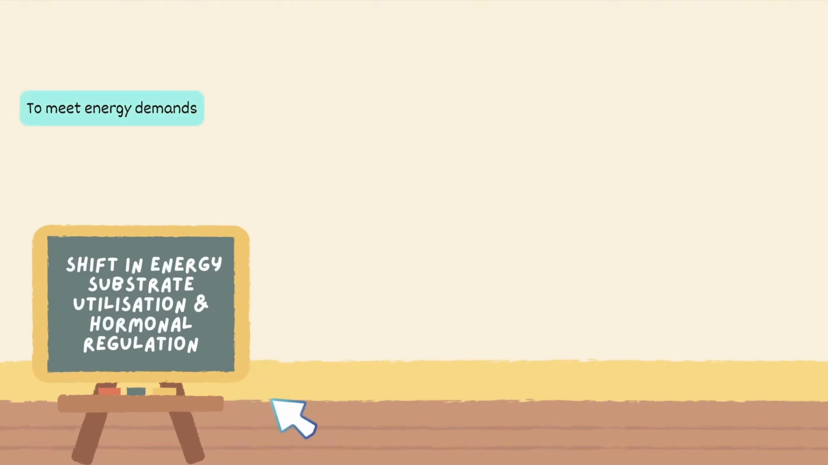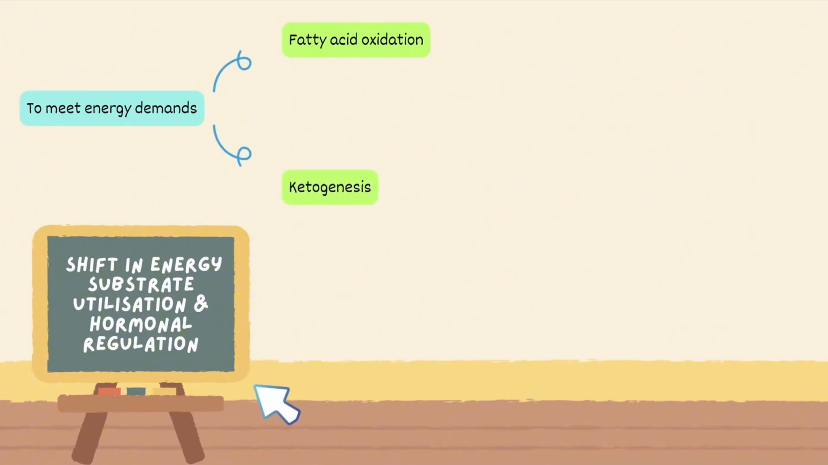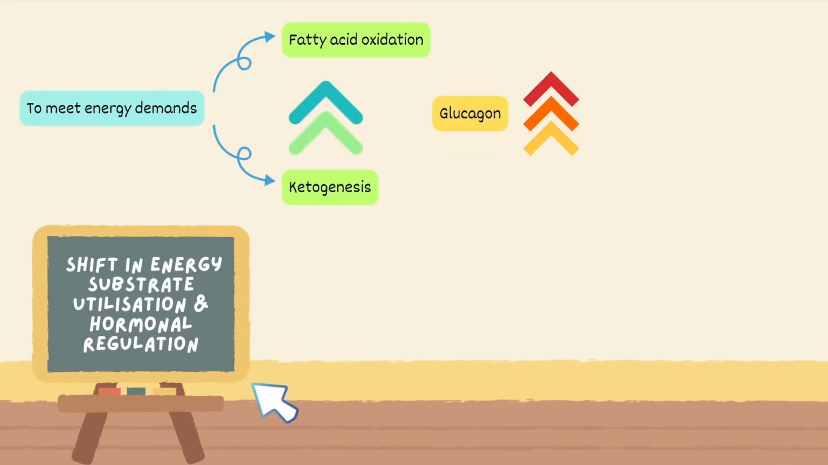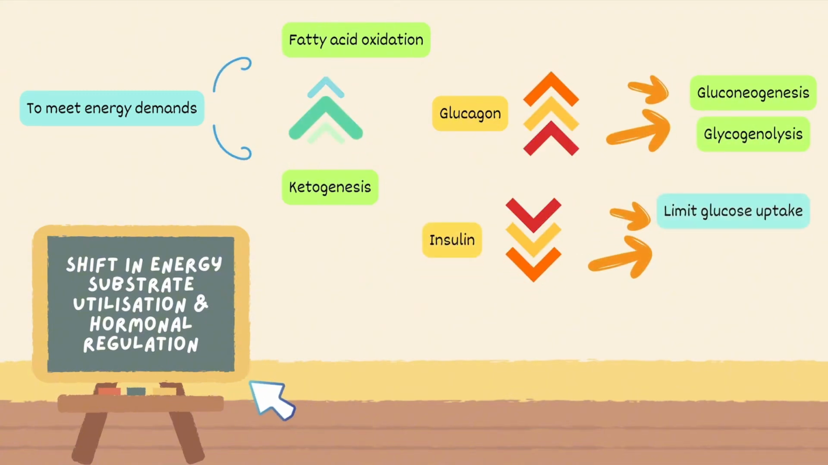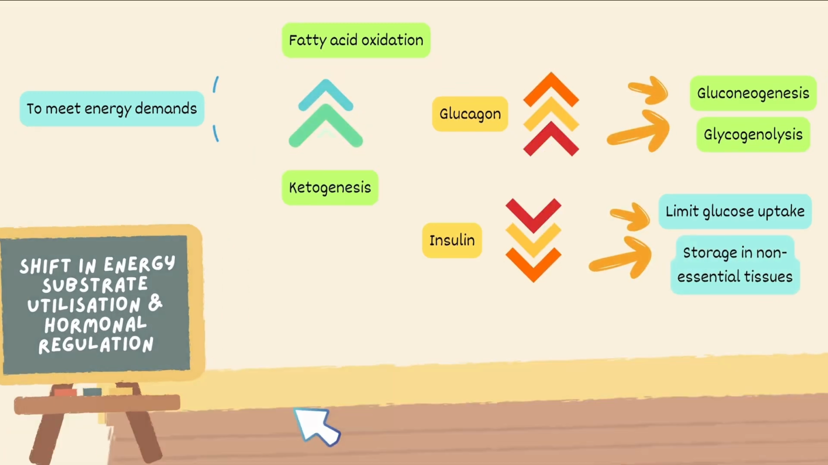To meet energy demands, the body increasingly relies on fatty acid oxidation for energy production and ketogenesis to produce ketone bodies as an alternative energy source for the brain and other tissues. For hormonal regulation, glucagon levels rise during starvation to stimulate gluconeogenesis and glycogenolysis, and insulin levels decrease to limit glucose uptake and storage in non-essential tissues.